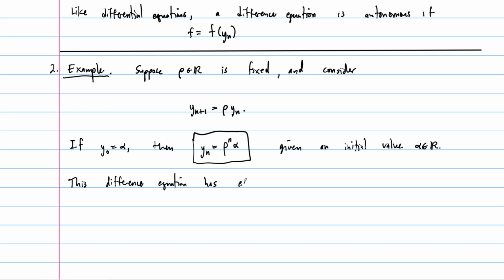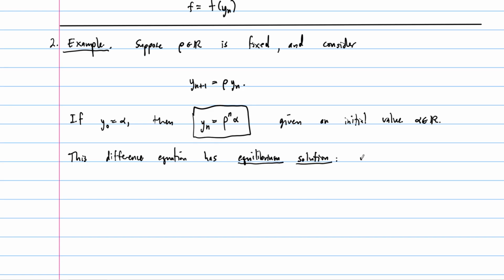What's it going to be? Think about it while I write here. Remember, equilibrium solution means that from one moment to the next, nothing is changing, right? So for our differential equations, that would mean that the derivative would be equal to 0. In this case, it means that y sub n is equal to 0 for all n, right?